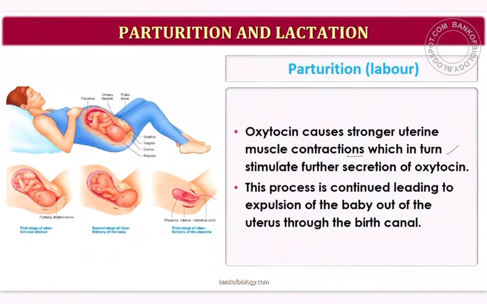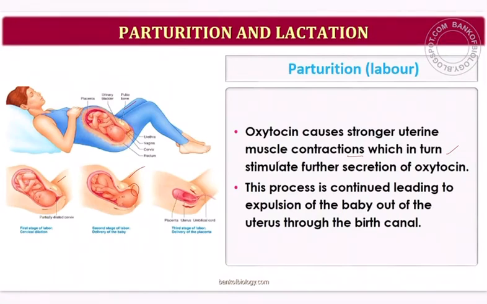Oxytocin causes stronger uterine muscle contractions, which in turn stimulate further secretion of oxytocin. And this process is continued, leading to expulsion of the baby out of the uterus through a birth canal. As you are seeing here, look at the process of baby coming out, and I want you to observe that it is the head region that is coming out first. Okay, the head region that is coming out. And all this is happening because of the influence of oxytocin hormone.